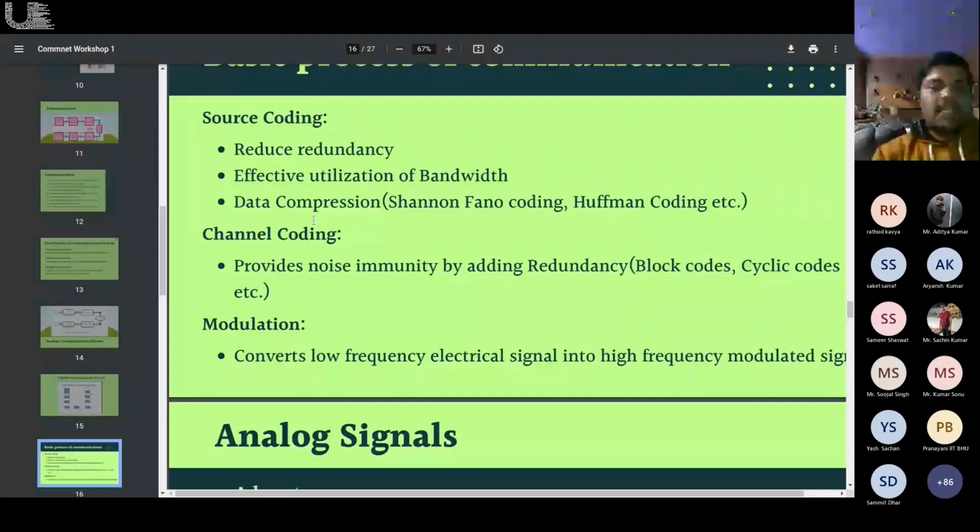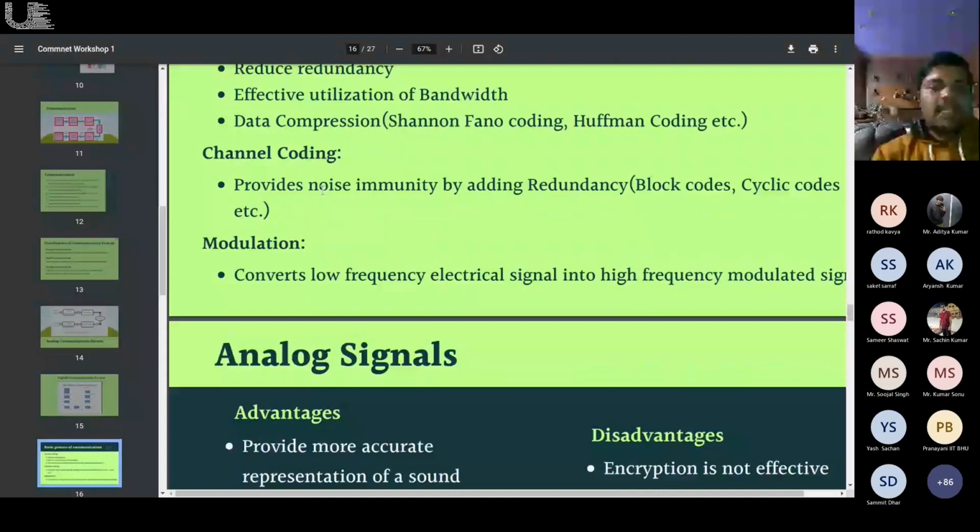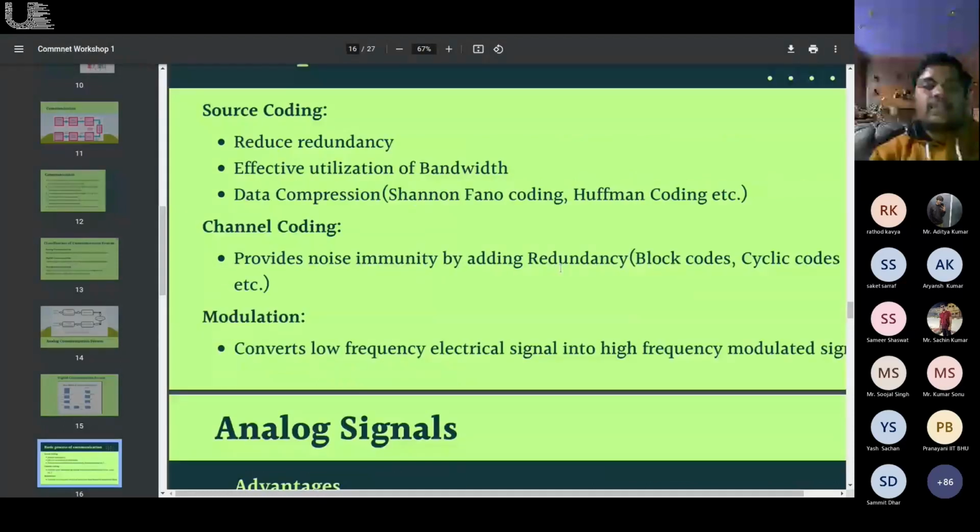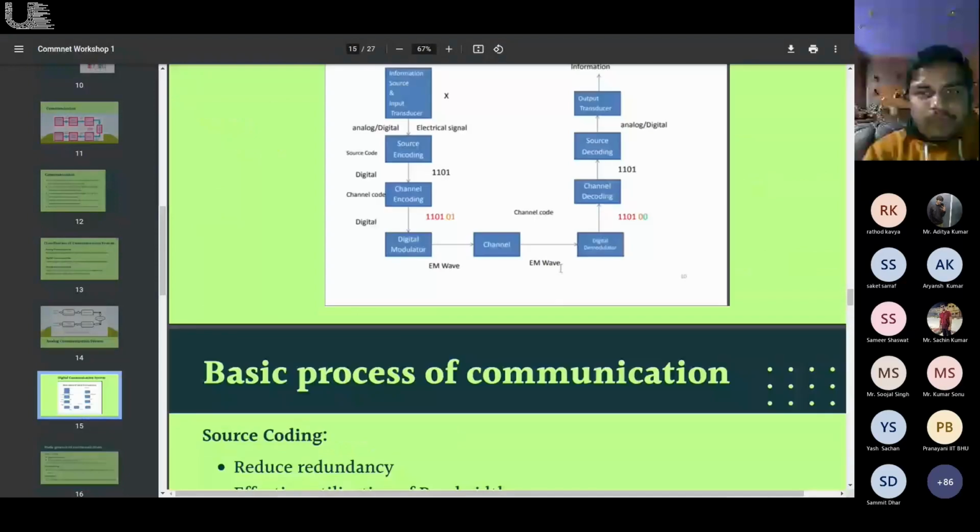Channel coding. Channel coding provides noise immunity by adding redundancy. Now see, we were removing redundancy and next we are adding redundancy. We are adding some extra bits. You can see here, 1101, we are adding 2 extra bits, 01, right?